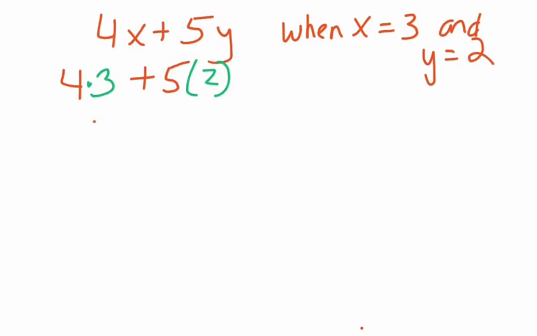All right. 4 times 3 is 12. 5 times 2 is 10. And then 12 plus 10 is 22. And that's what it means to evaluate an algebraic expression.